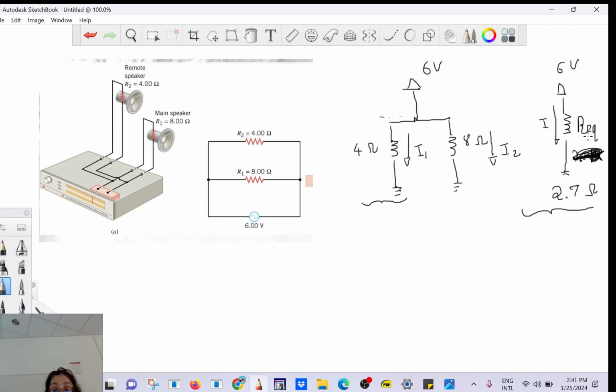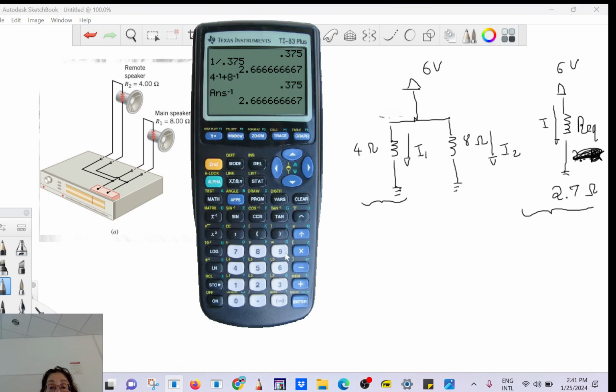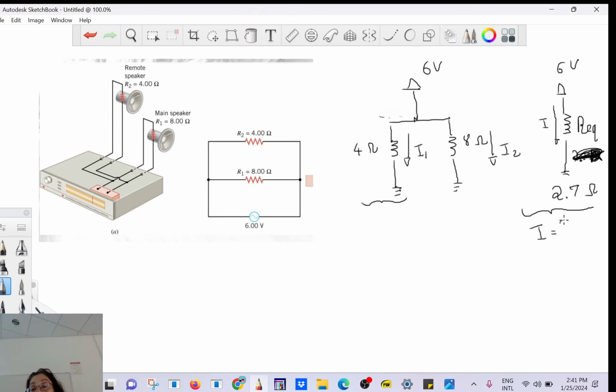2.333. So it's going to be 6. So you do 6 divided by 2.666666, and you get 2.25. Do you get that? Right? I equals 2.25 amps. So I claim, but we're going to check, that the current that you drain here will be 2.25 amps. That's what I claim.